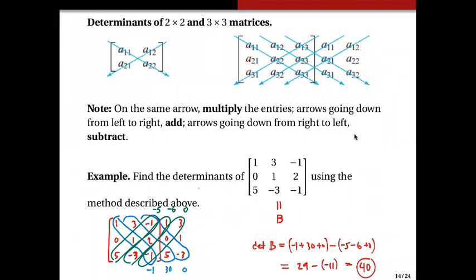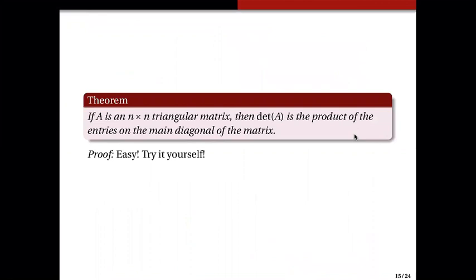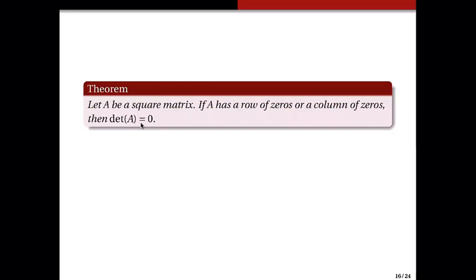Okay, so now let us go to that second section 2.2, but to begin, let us start with these theorems. If A is an n by n triangular matrix, then the determinant of A is the product of the entries on the main diagonal of the matrix. So we have seen the example earlier. But you can prove this for the general n by n triangular matrix. So same solution as in the example we had.